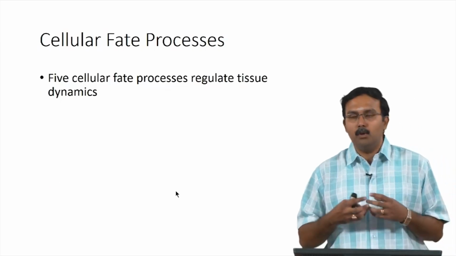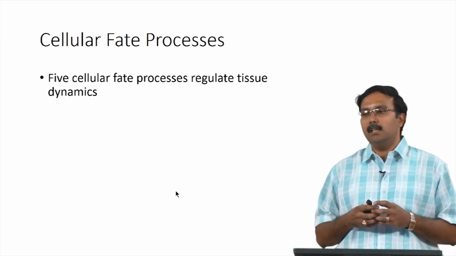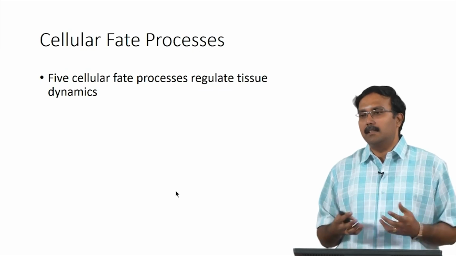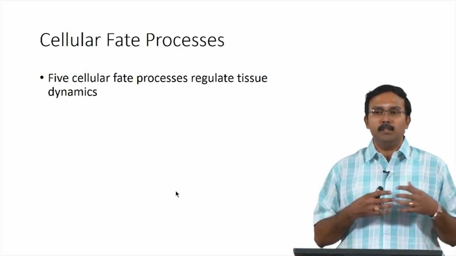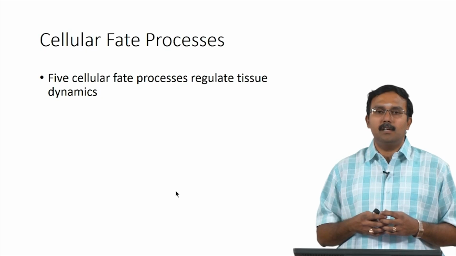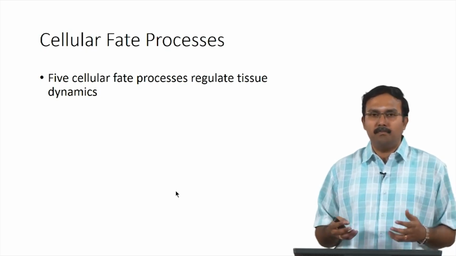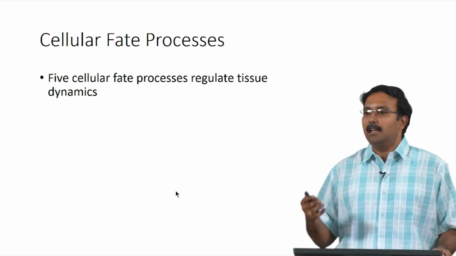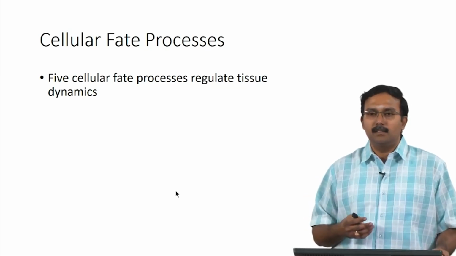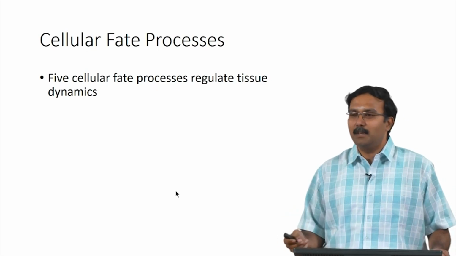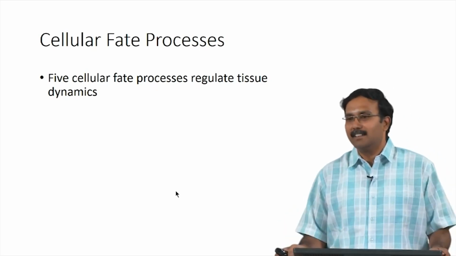So, whenever we talk about tissues, tissues are basically made of cells, right? So, the tissue dynamics depends on what the cells are doing. There are 5 cellular processes which regulate tissue dynamics. So, can you again guess what those 5 could be? What could the cells be doing?